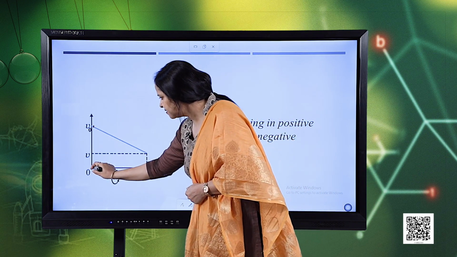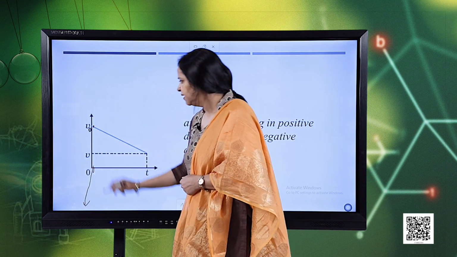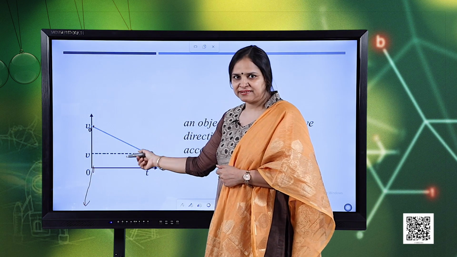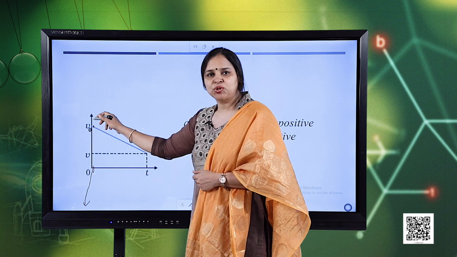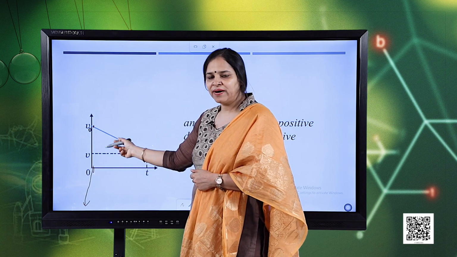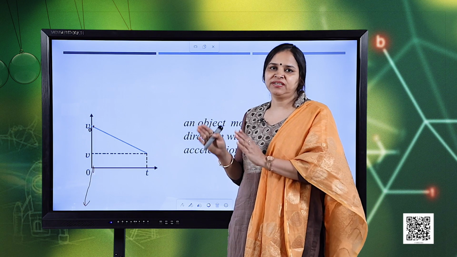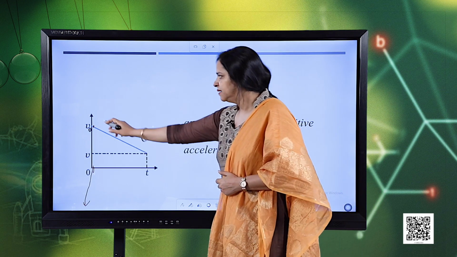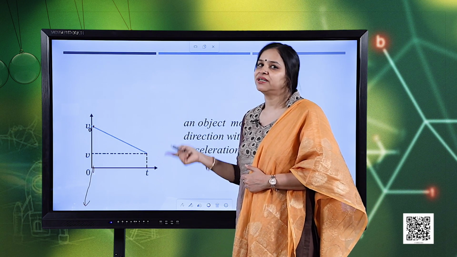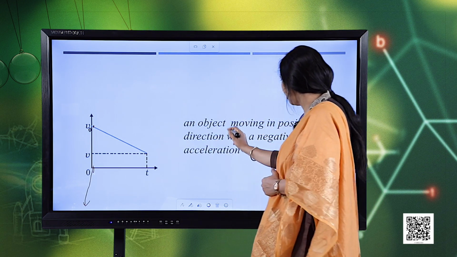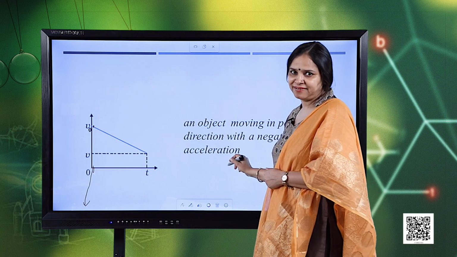So, if I just extend my reference frame towards a negative velocity, then it is easy to understand that V naught is towards the positive side. That is why the vehicle or the car is moving in the positive direction initially, but the slope is negative. So, what does it represent? It represents that the acceleration is in the negative direction. So, an object moving in positive direction with a negative acceleration.